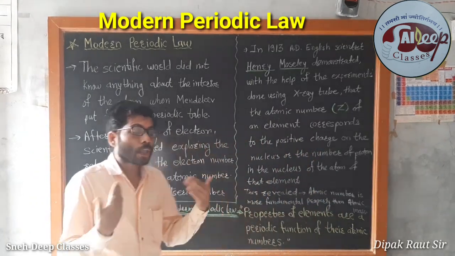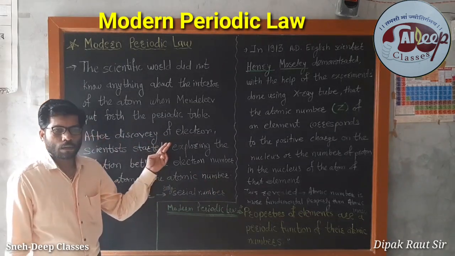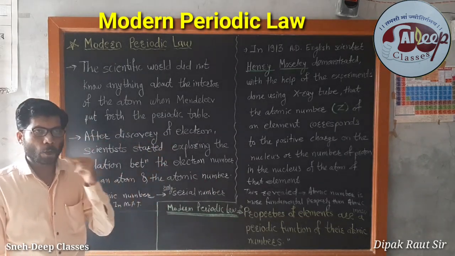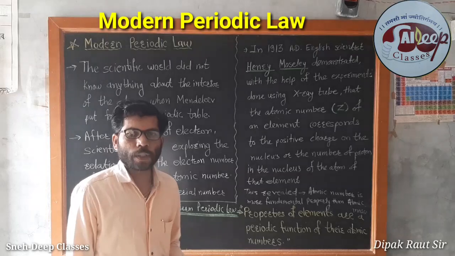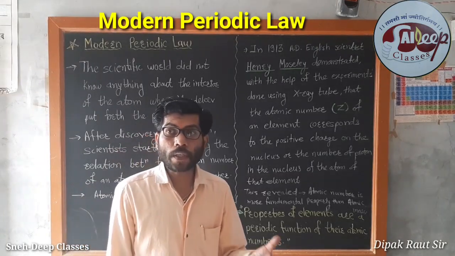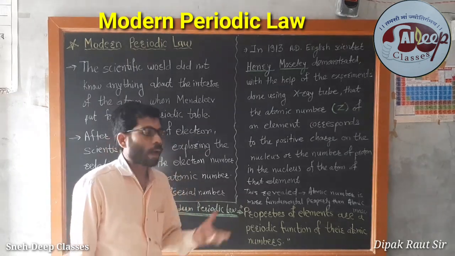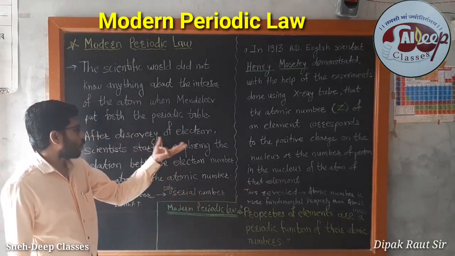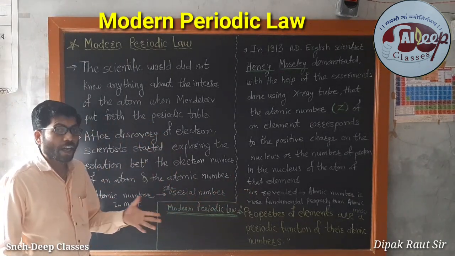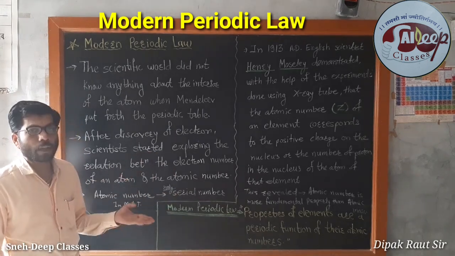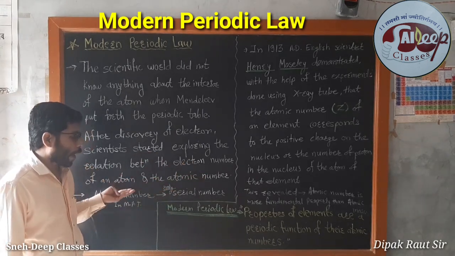But after the discovery of the electron, 1904 to 1906, J. J. Thomson discovered the electron, and that's why after the discovery of the electron, scientists started exploring the relation between the electron number of an atom and atomic number.